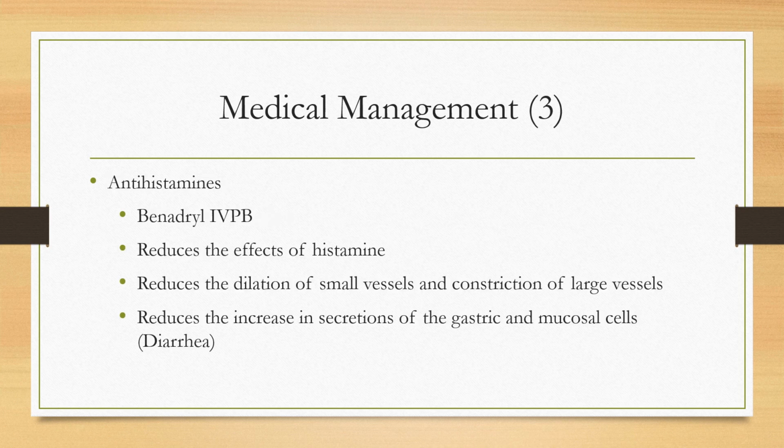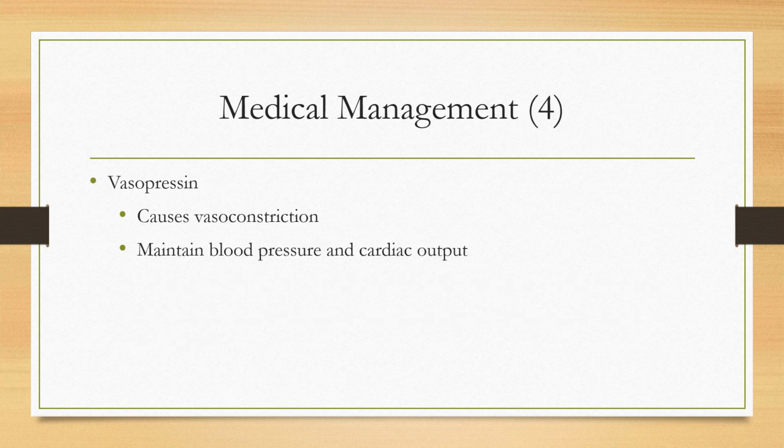So antihistamines, we can give Benadryl IV push or IV piggyback. This will reduce the effect of the histamine. It will stop that histamine reaction. It will reduce the dilation of the small vessels and the constriction of the large vessels. It will reduce the increase in the secretions in the gastric and the mucosal cells, so it will reduce the abdominal cramping and the diarrhea. And then vasopressors, this will cause vasoconstriction, and this will maintain their blood pressure and their cardiac output.